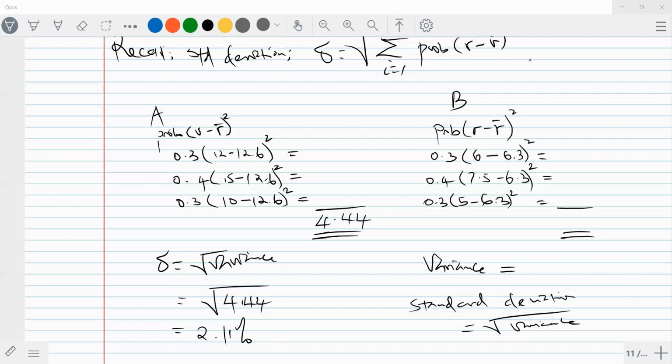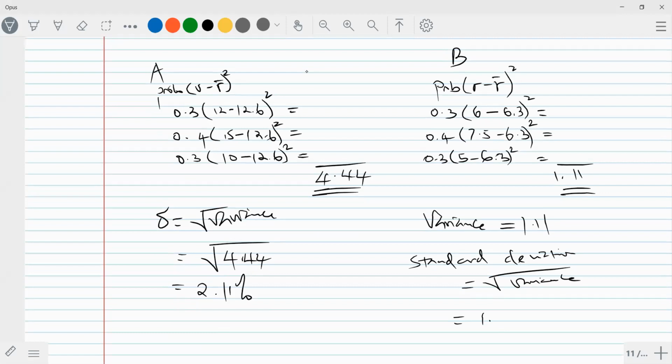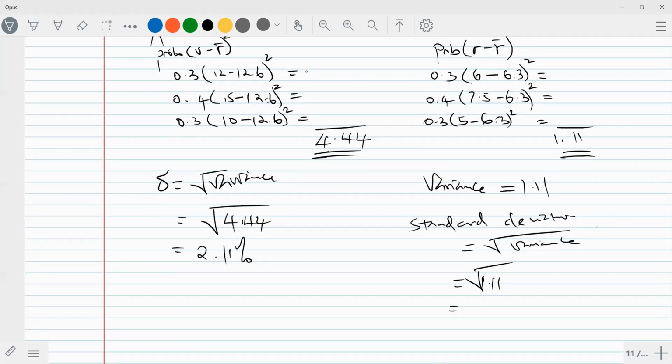We get the variance, or the sum, to be equal to 1.11. Standard deviation, therefore, is how much? The square root of 1.11, which gives us 1.05%. And that's how we get the standard deviation for security A and for security B.